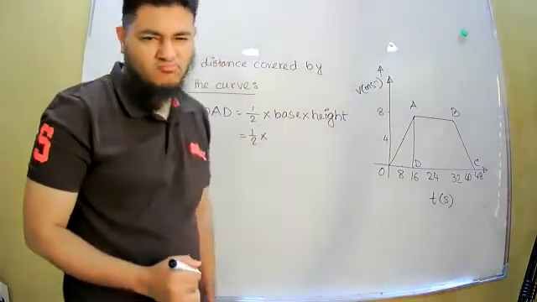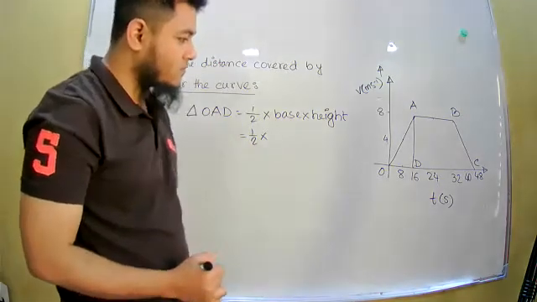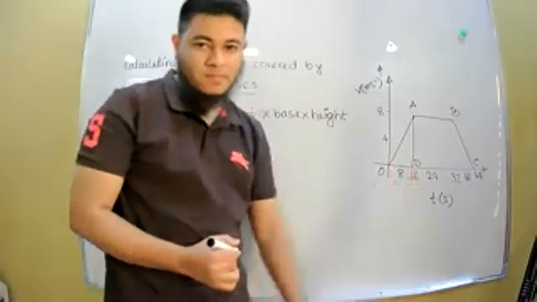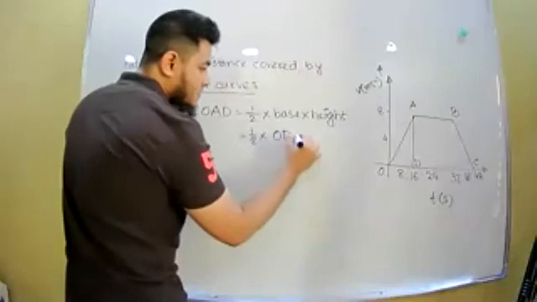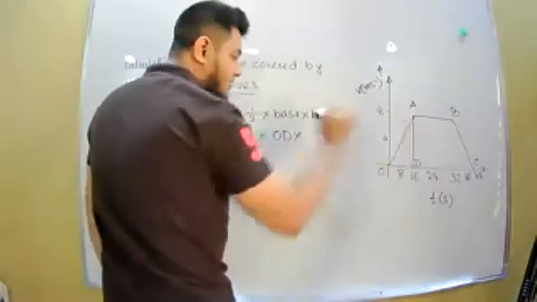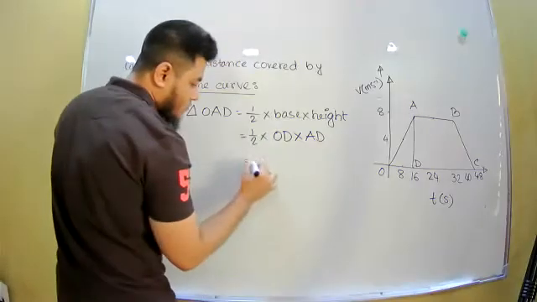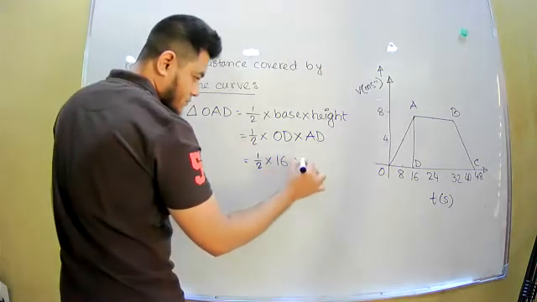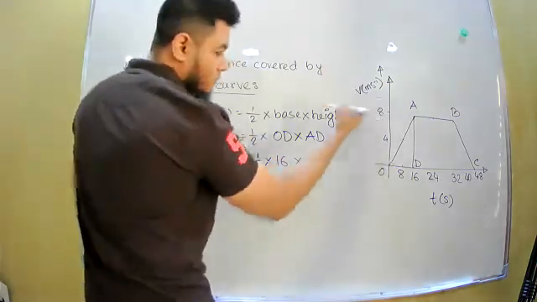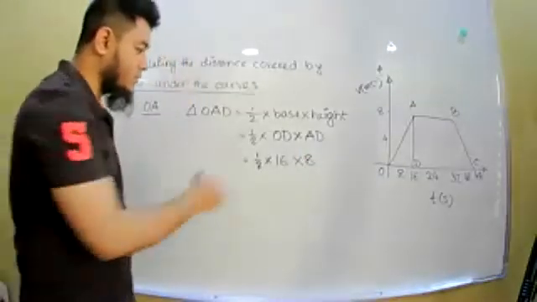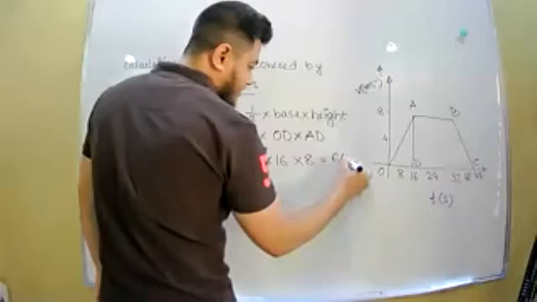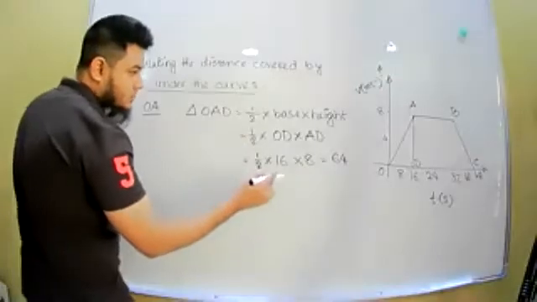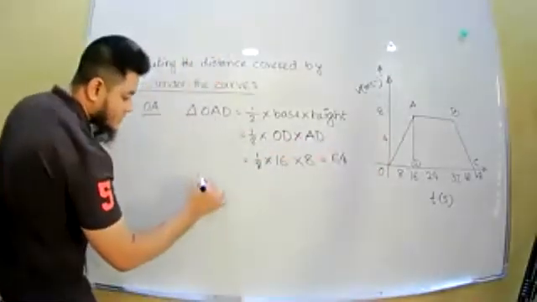The base is 16, height is 8. Now tell me what is the value of OD? 16 into 8. Very good. So how much that gives us? 64. Correct? Yes. So the distance covered in OA part will be 64 meters.